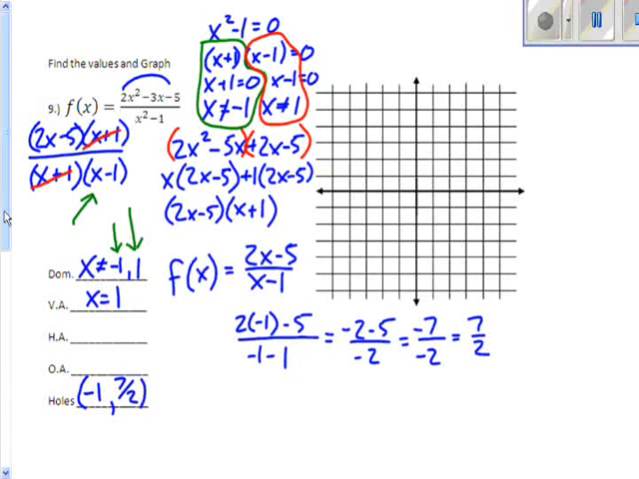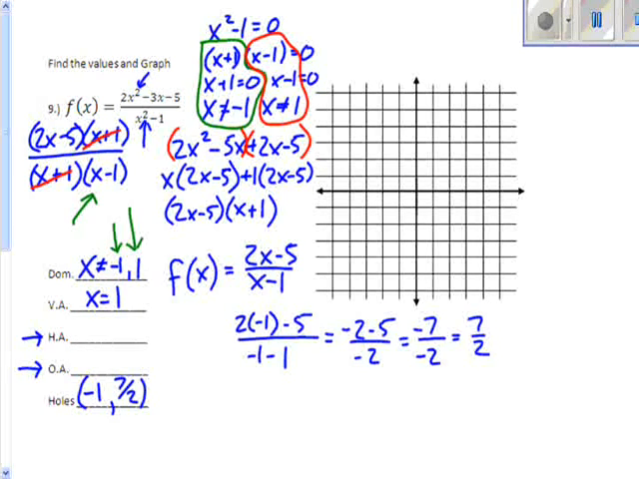The next thing we have to look at is the horizontal or oblique asymptotes. For horizontal or oblique, really we just compare the degree of the numerator and the degree of the denominator. Okay, and when we say degree, we're just looking for the highest exponent term. So here the degree is 2 because that's the highest exponent. Here the degree is 2 because that's the highest exponent. All right, so the degrees are the same.